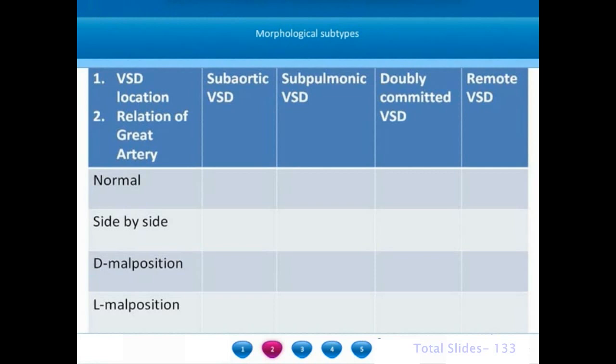They are classified based on the relationship of great arteries as normally related great arteries, side by side great artery relationship where the aorta is to the right and pulmonary artery is to the left, D malposition, which means the aorta is either right and anterior or entirely anterior to the pulmonary artery, and L malposition, which means the aorta is left and anterior to the pulmonary artery.